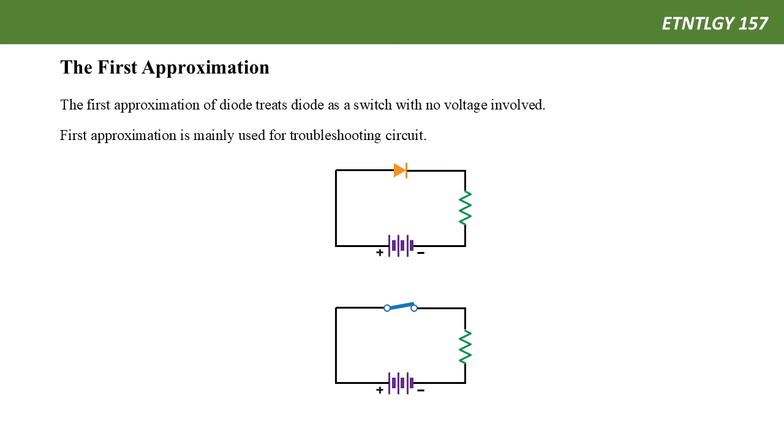Now let's learn how to apply this to solve diode circuits. For the circuit on the top, the diode is in the forward region, forward bias, and we replace the diode by a closed switch, or simply a wire. For the second circuit below, the diode is in the reverse bias, reverse region, and then we replace the diode by an open switch, or simply remove the diode from the circuit.